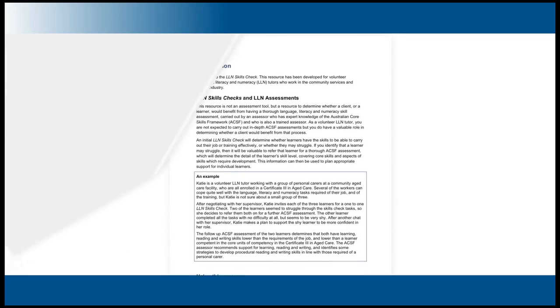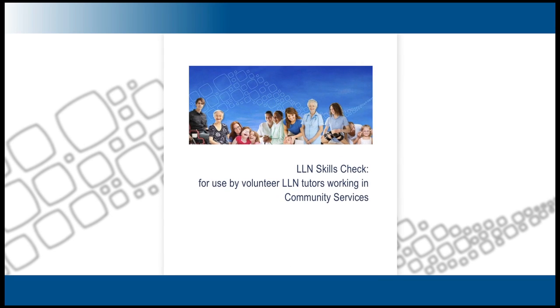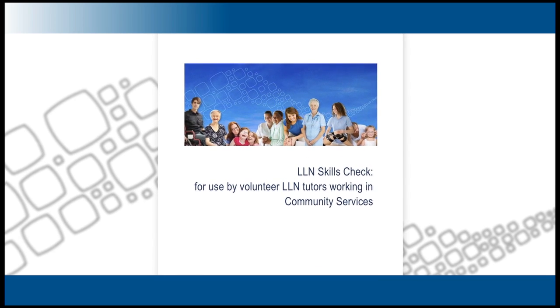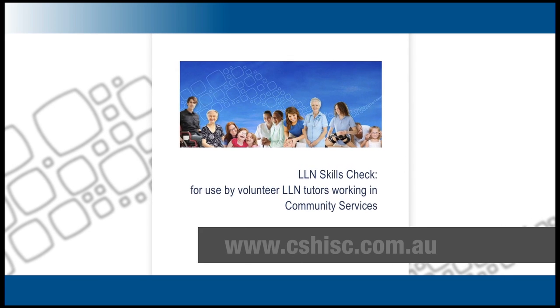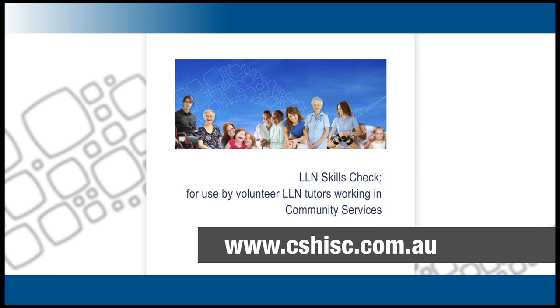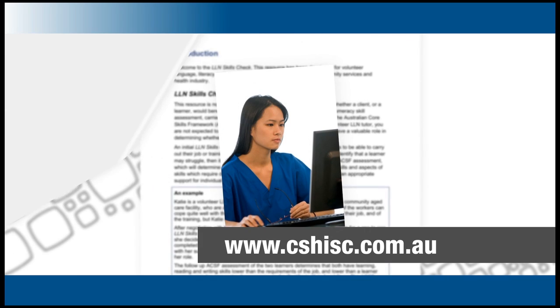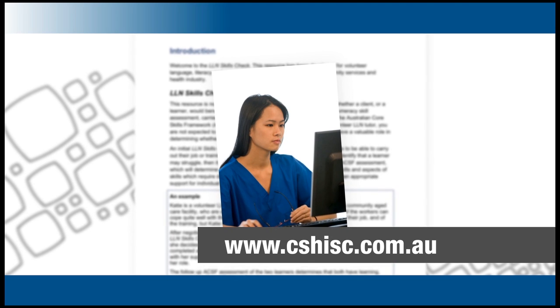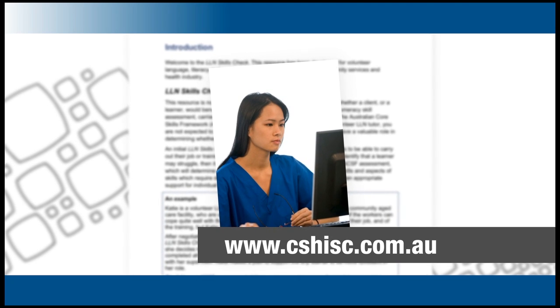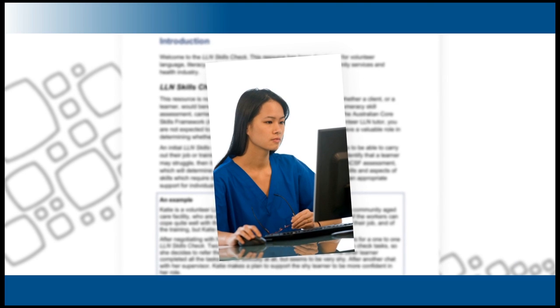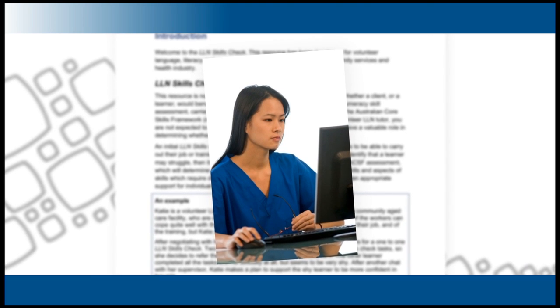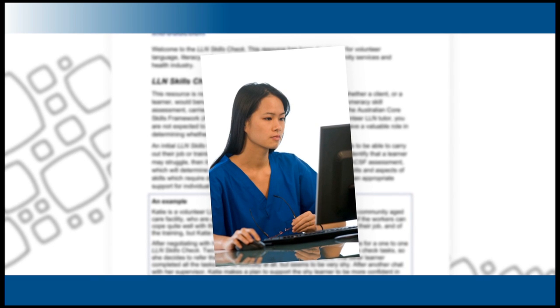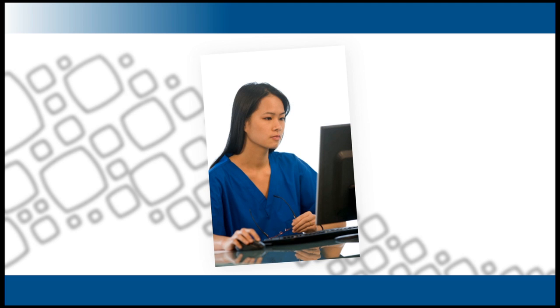The Community Services and Health Skills Check is an example of an indicative pre-assessment. You can find the skills check on the CS&HISC website. Many RTOs carry out this type of assessment online. The process often provides enough information to indicate whether the candidate has the core skills required to be able to complete a specific training program.